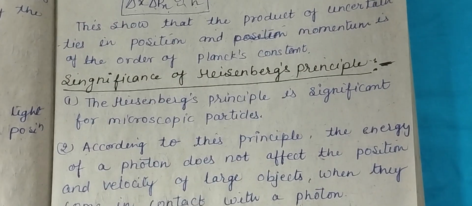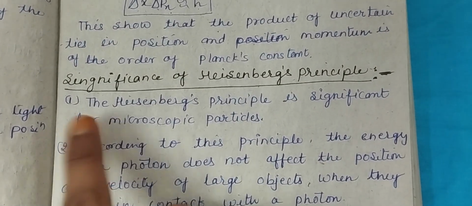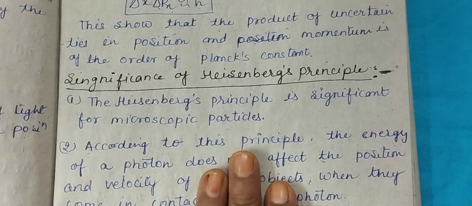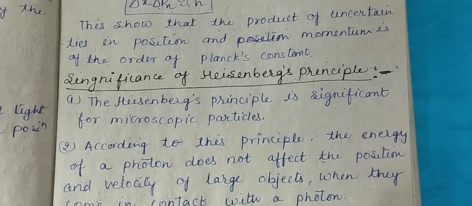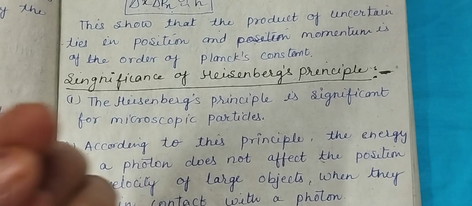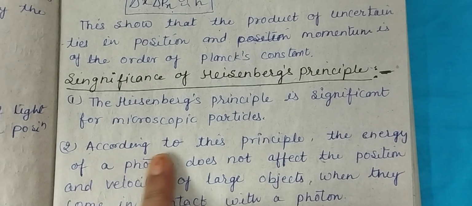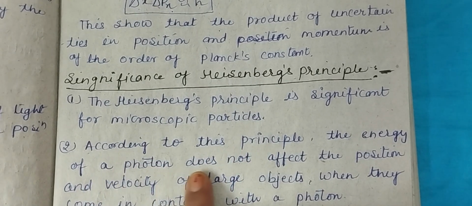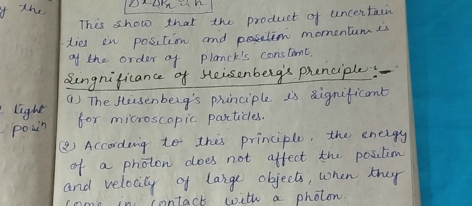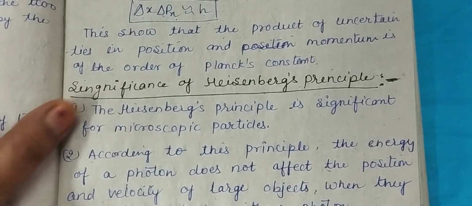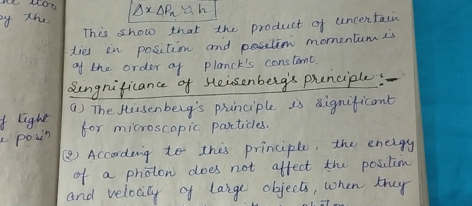Now the significance of Heisenberg's principle. First, Heisenberg's principle is significant for microscopic particles. Means this uncertainty principle works only for microscopic particles, particles that are very small. Second, according to this principle, the energy of the photon doesn't affect the position and velocity of a large object when it comes in contact with the photon. See here, the position isn't affected. Till here you have Heisenberg's uncertainty principle.